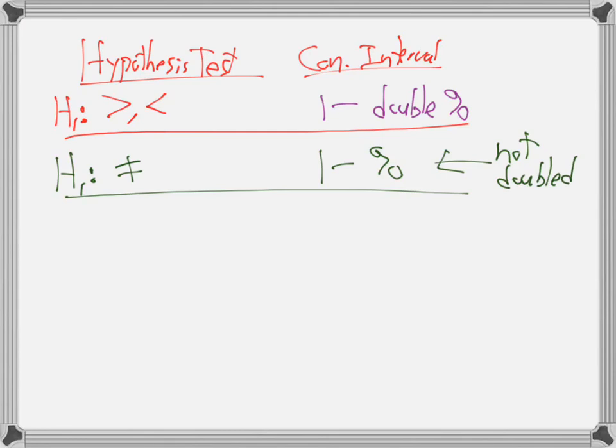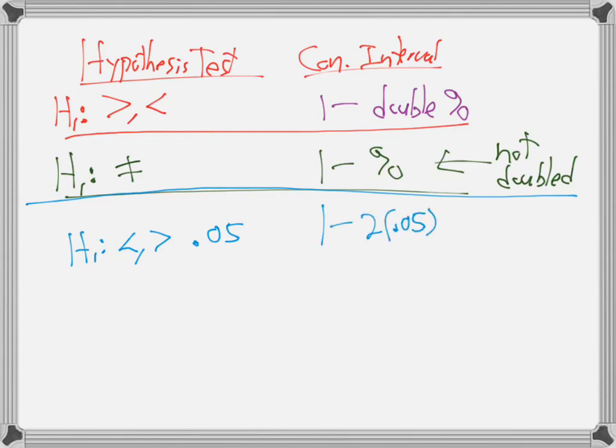Let me give you an example. So there's the rule. That'll always work. Let me give you an example of what I'm talking about. If your H1 is greater than, less than, either one of those two, say you did a hypothesis test at the 0.05. That's what we usually do, right? 5% significance level. Your confidence interval would be 1 minus double that.